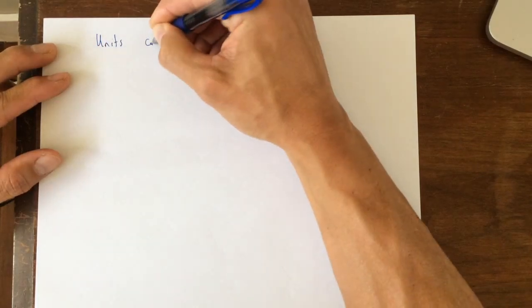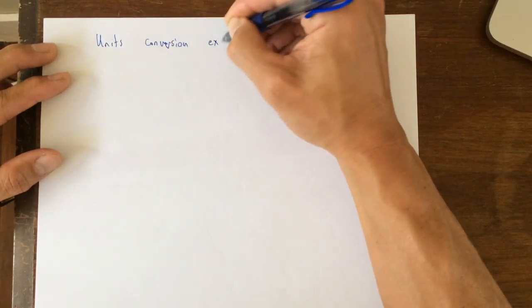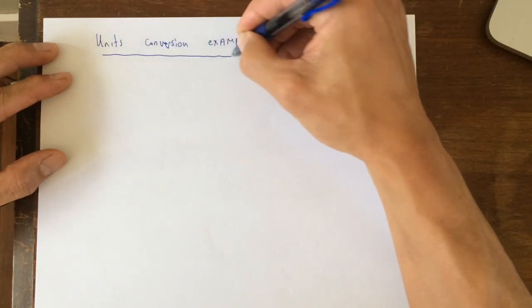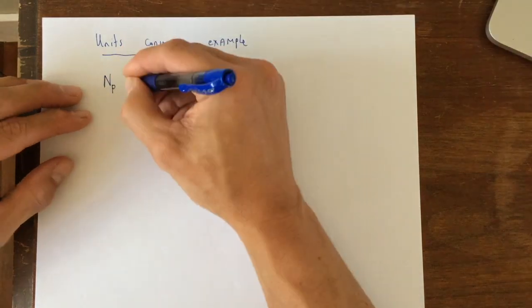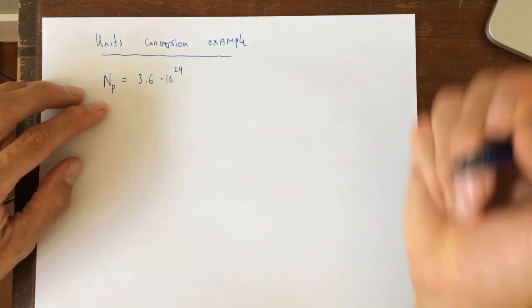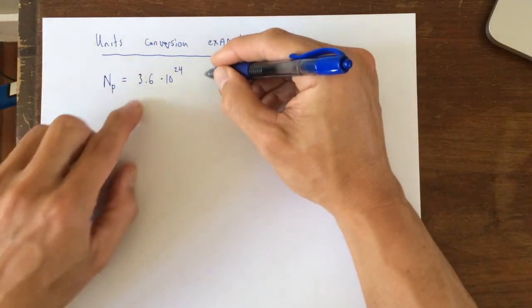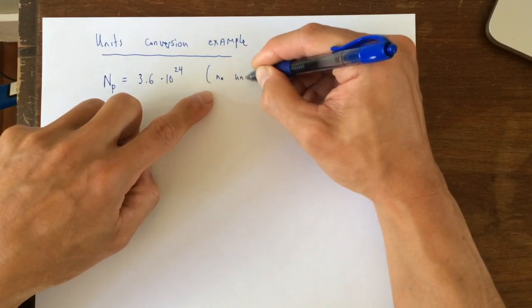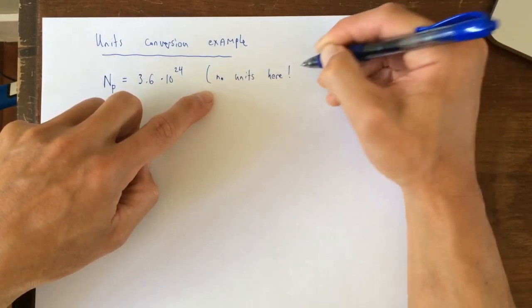I just introduced you to the idea of a net charge. I gave you an example of thinking about the number of protons, for example, in a 12-gram sample of diamond. Let me show you a units conversion real quick as an example. So if the number of protons equals 3.6 times 10 to the 24, right? So this is purely a number. Notice there are no units here, right?